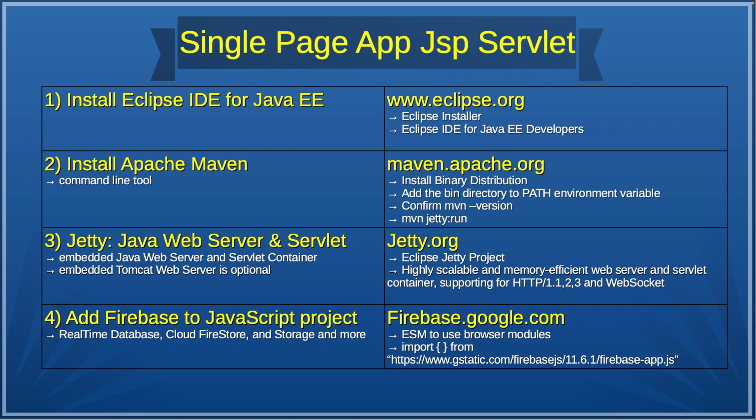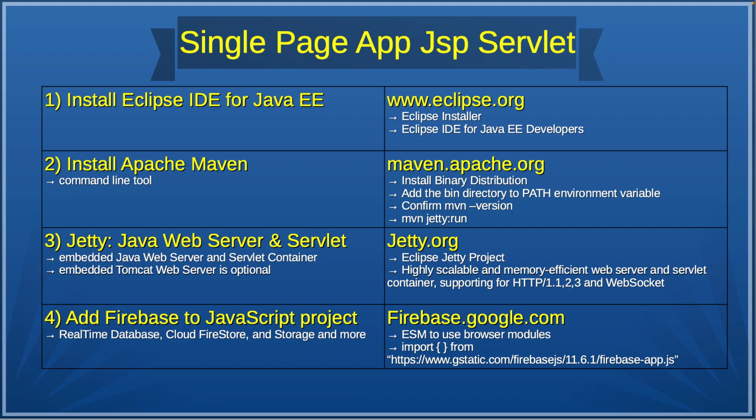Go to maven.apache.org. There are binary distributions for Windows, Linux, and Mac. You need to add the bin directory to your path environment and then confirm the mvn version. And then you can run the Java Servlet single page application with Jetty run.